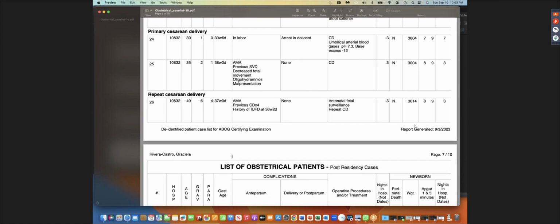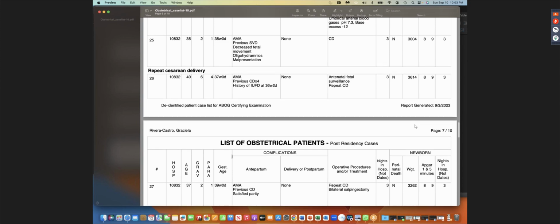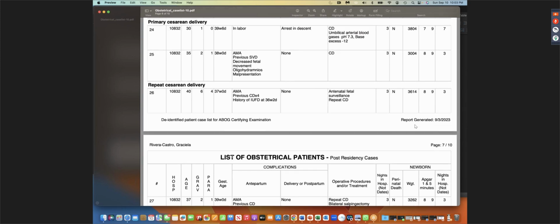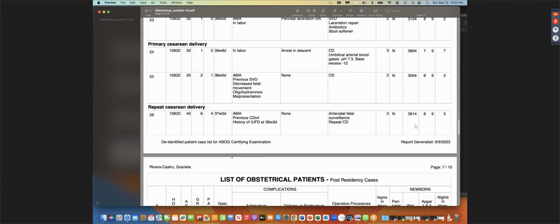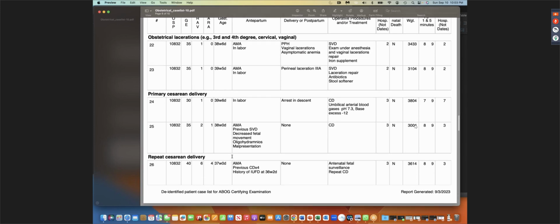I don't mind how you explain the contraction stress test. I think that was very reasonable. Does everybody do it that way? No, they say your best bet is to trial labor.